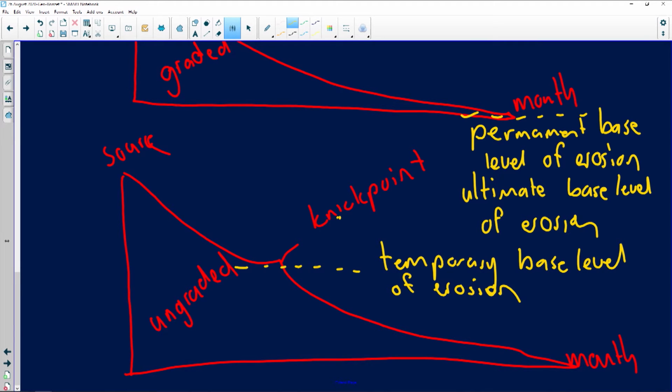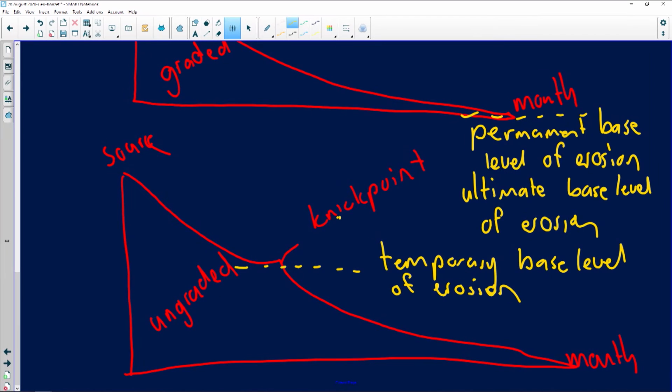Now there's a temporary base level of erosion because obviously the nick point was created because of our next topic that we're going to discuss, rejuvenation. They've mentioned rejuvenation. I'll explain it to you now. But going back to our ungraded profile, the nick point has created a temporary base level of erosion. Our permanent base level of erosion is still at the mouth. Keep that in mind.